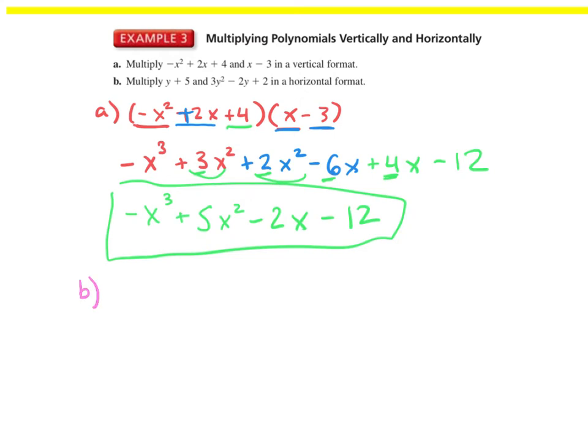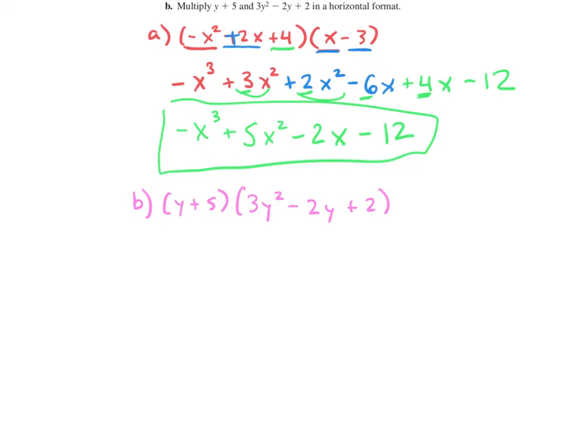Next, we're multiplying y plus 5 times 3y squared minus 2y plus 2. So everything in our first set has to get multiplied to everything in our second. So let's start with y. So we have y times 3y squared.